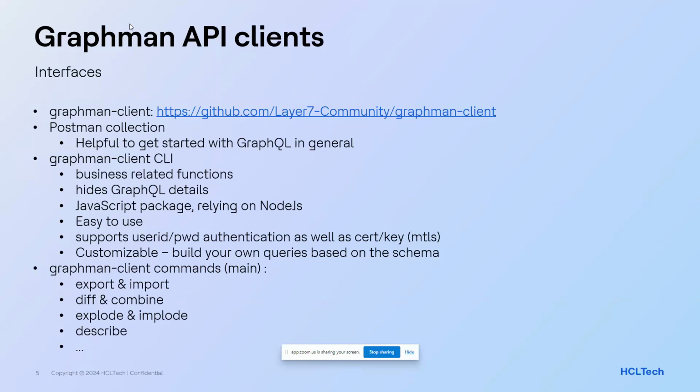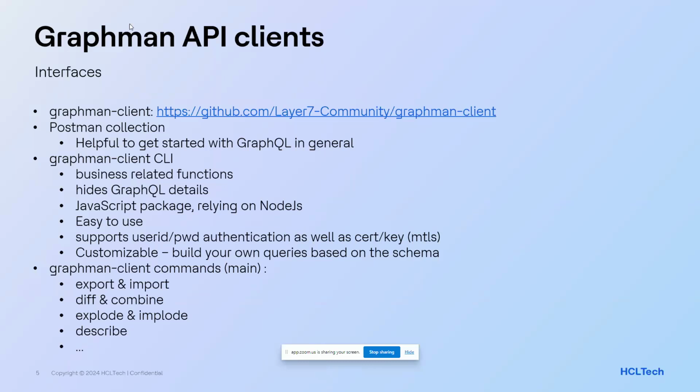So public available for everyone who is interested in. And the Graphman client consists of two different kind of APIs. One is a Postman collection, which is great if you want to understand how GraphQL works. How do the GraphQL queries look like in detail? So if you're interested in GraphQL, take a look at the Postman collection. As far as I'm aware, it contains all queries that are available through that API. So you can take a look at all the stuff on the gateway you are interested in.